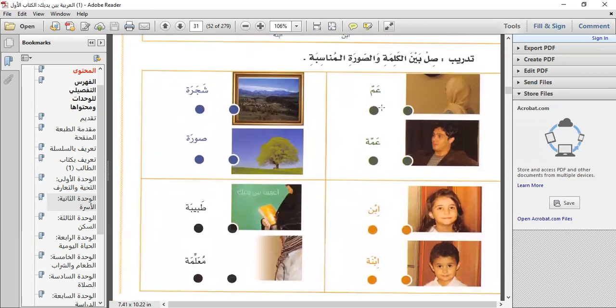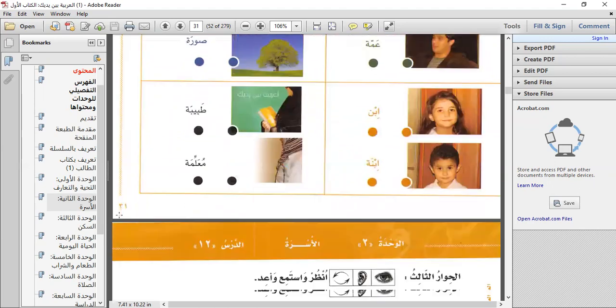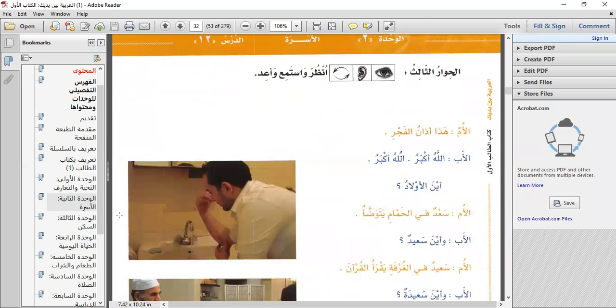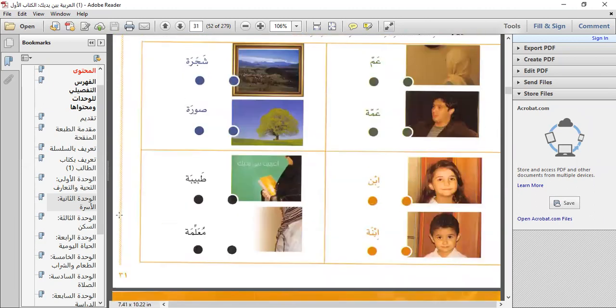Amm, paternal uncle; amma, auntie. Shajara, here, the tree. Sura, the picture. Ibn, the son; ibna, the daughter. Tabiba is a doctor. Where's the doctor? It's with the stethoscope, yeah, here. Mu'allima, there's a teacher with a book here. Mu'allima. Okay, let's go to the next. We'll do this exercise later.